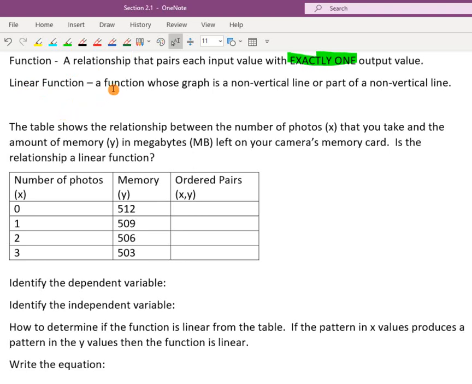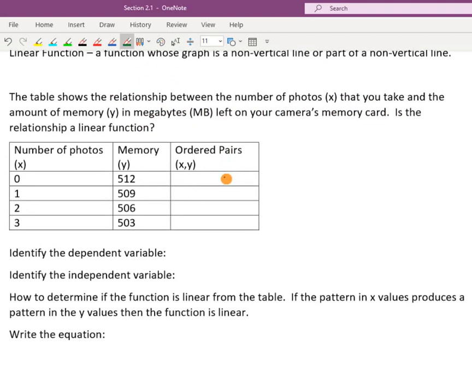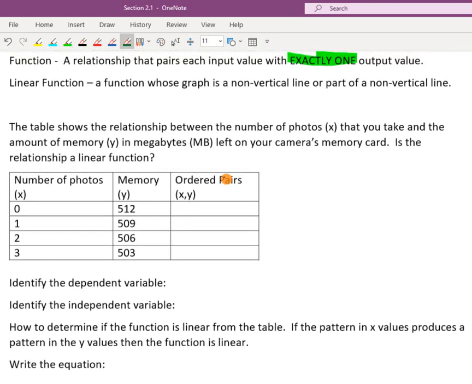When we look at this, it says the table shows the relationship between the number of photos that you can take and the amount of memory in megabytes left on your camera's card. It says, is the relationship a linear function? Basically what we're trying to say is, to be a linear function, as these things change, is the amount that the other changes consistent?